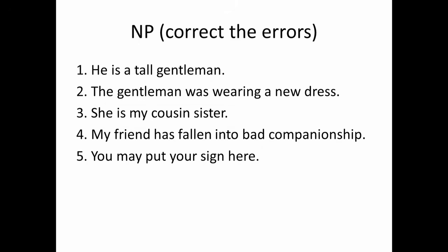Now, she is my cousin's sister, a very common usage. This is not correct, this is not appropriate. We generally say she is my cousin. So, she is my cousin, and it is implicit that you are talking about a girl here. He is my cousin. So, she is my cousin, not cousin sister; he is my cousin, not cousin brother.